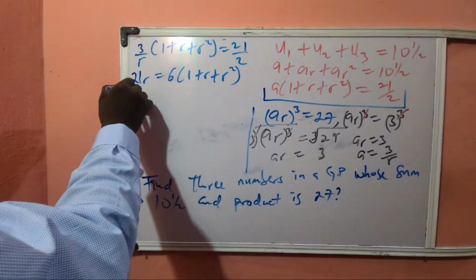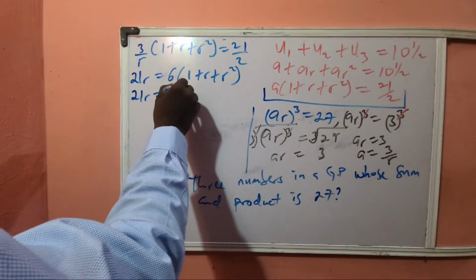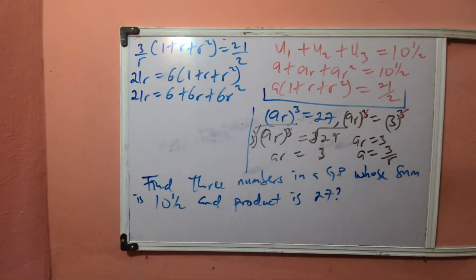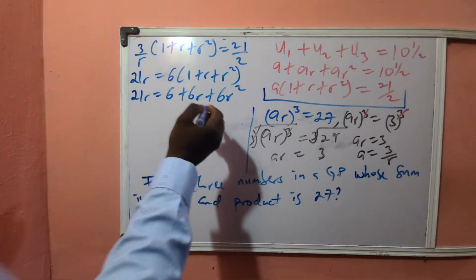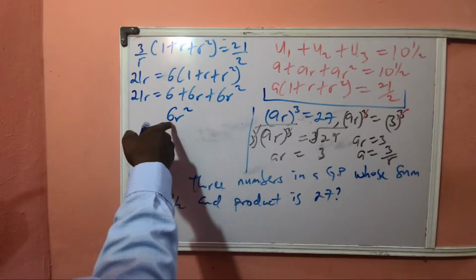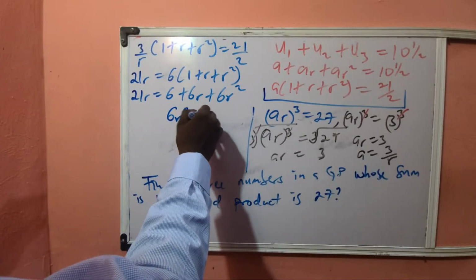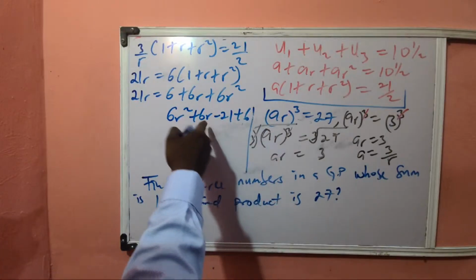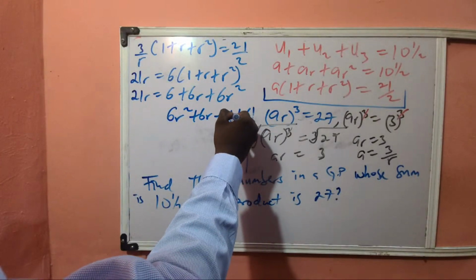So I go on to expose my bracket next. I have 6 plus 6R plus 6R squared. Of course, I'm sure you can already see what's going on here. This is looking much like a quadratic expression. So I'm going to try to put it in a way that looks more quadratic. 6R squared, I have plus 6R, I have minus 21R, I have plus 6.